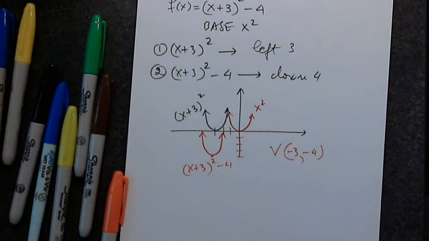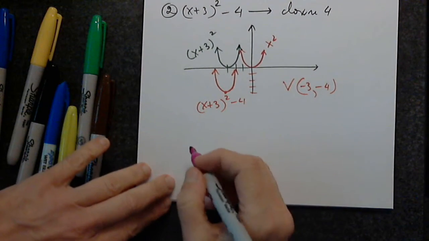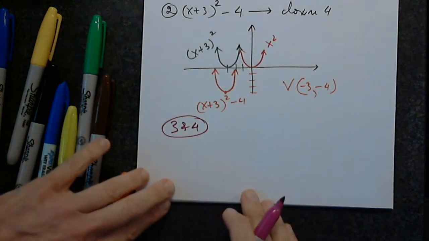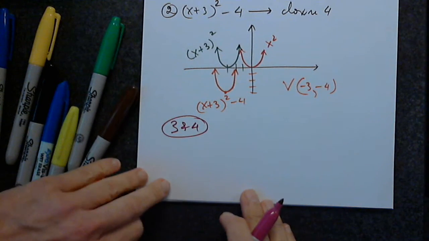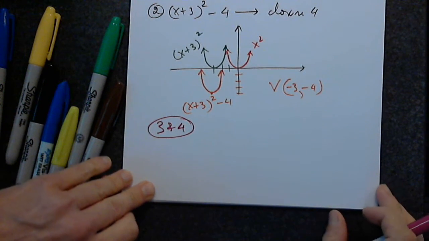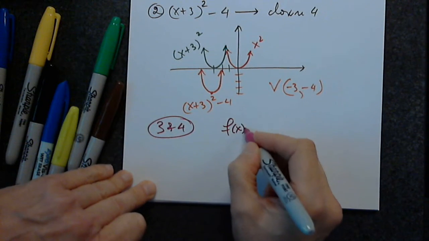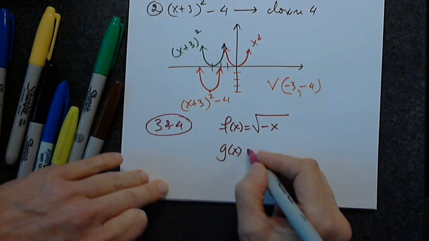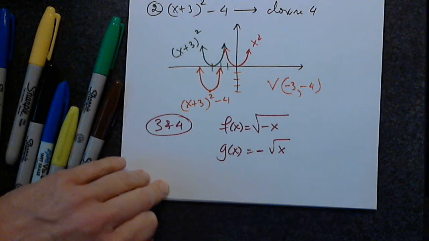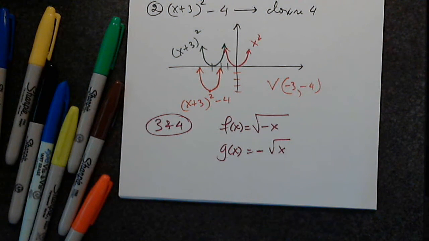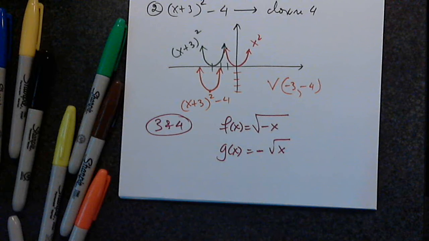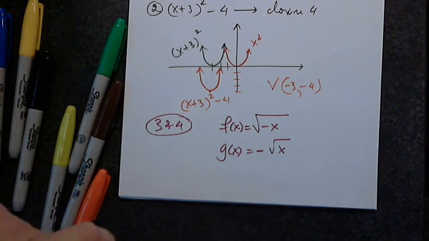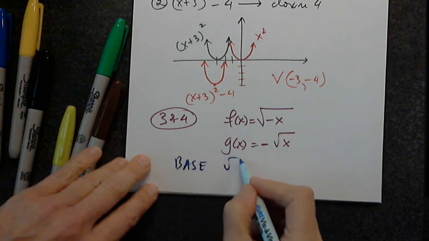Now let's take a look at the next one, number 3 and 4 together. Okay, ready? So let's suppose we are looking at the function the square root of -x and the function negative the square root of x. Now the question I have is, again, which basic or base function was used to create f and g? Very good. So the base function is the square root of x.